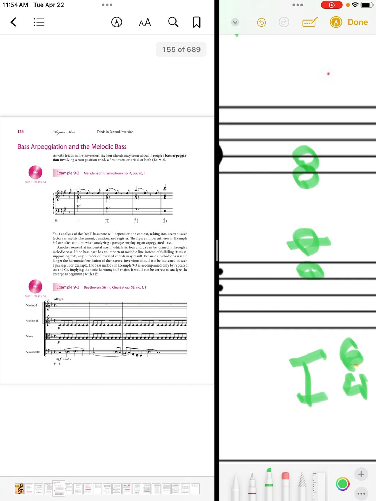Just know when you go to the inversions, your bass is going to be a different note. Sometimes it can be the third, and sometimes it can be the fifth. Like the 6 is going to be the third member of that chord, the triad, I meant. And the same with the 6/4 stuff. It would be the fifth.